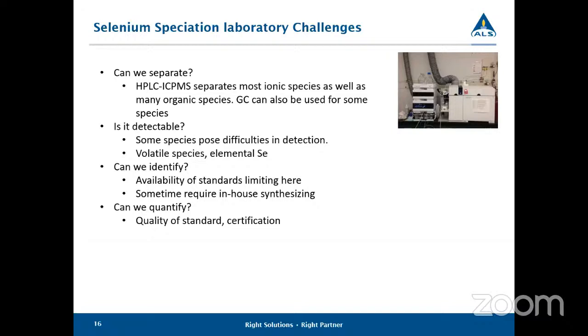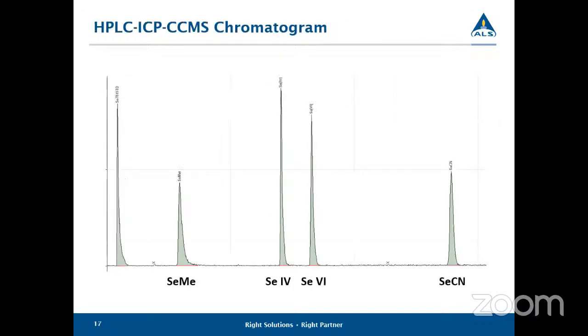So I'm talking about separation. What does that look like? I like showing chromatograms. This is just a typical selenium speciation chromatogram. We have 4 species that are quite clear and separated: selenomethionine, selenite and selenate, and selenocyanate. Nothing too challenging with this sample.